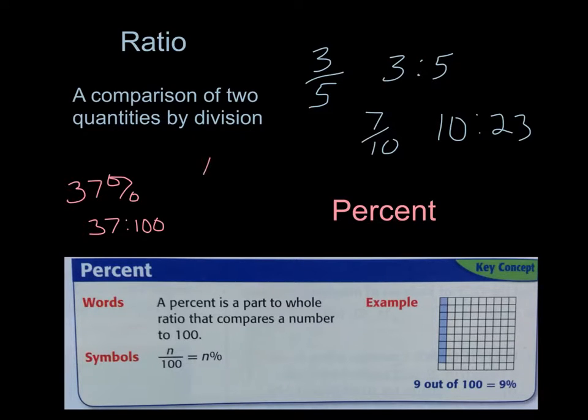If I had 18%, and you can write the sign either way, like I've done there or like I've done here, 18% would be 18 out of 100.